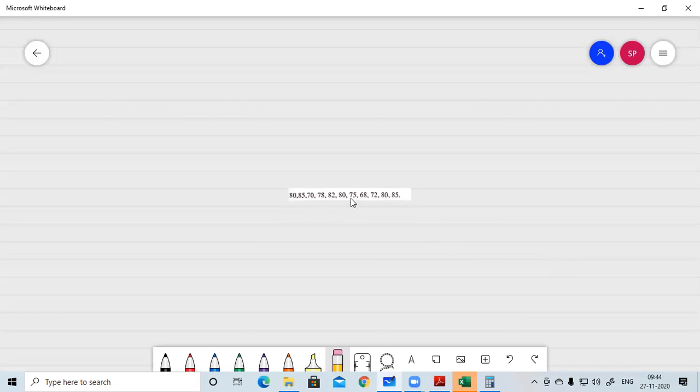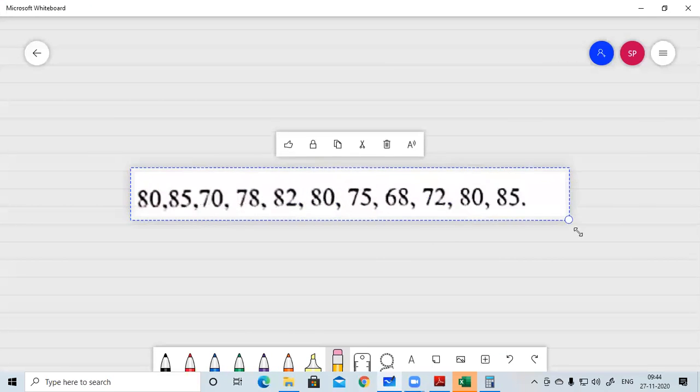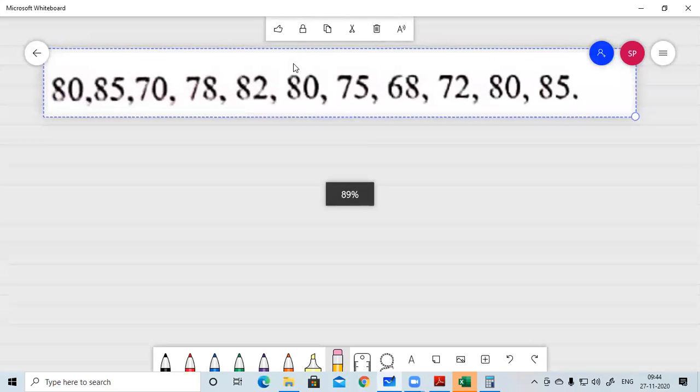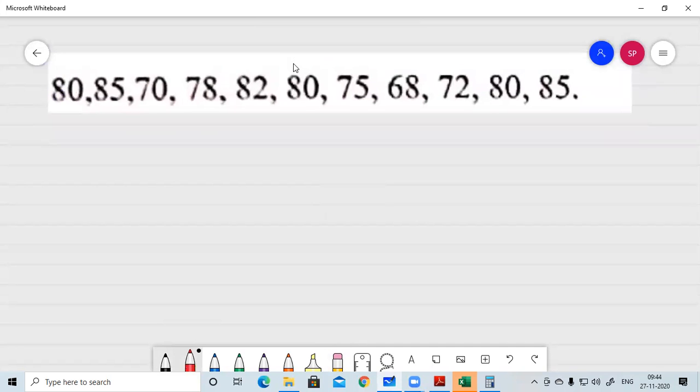This is your next sum. Again, calculate the mean, median, and mode.